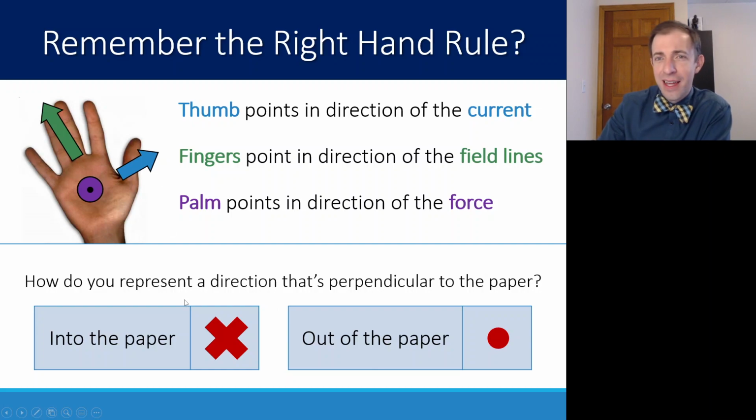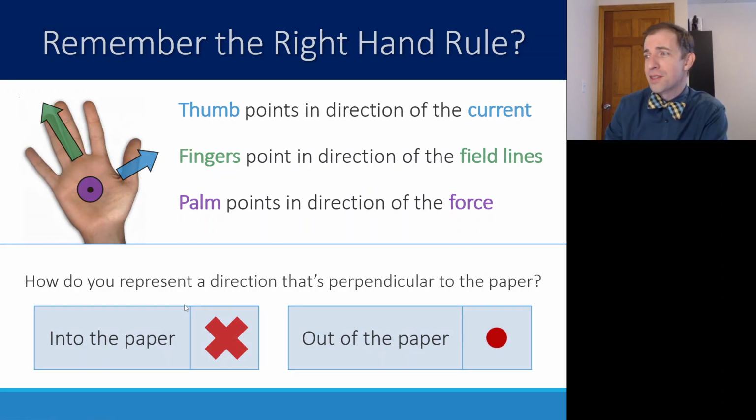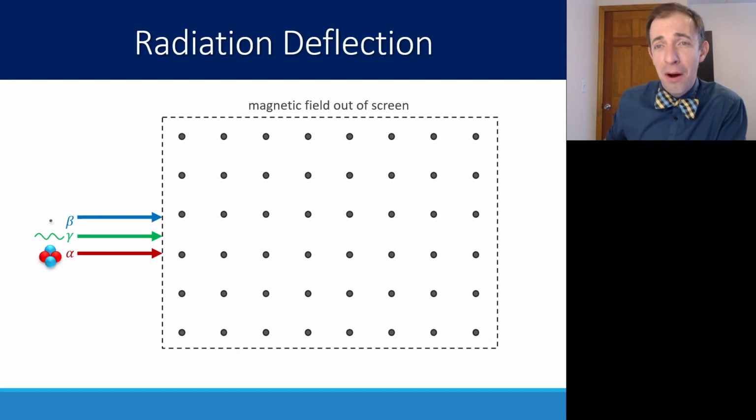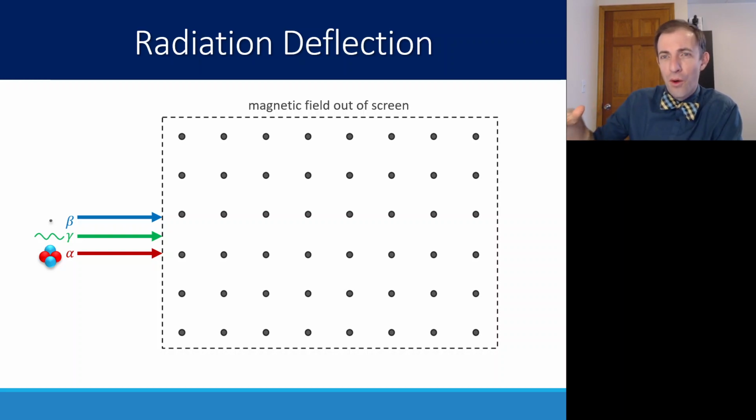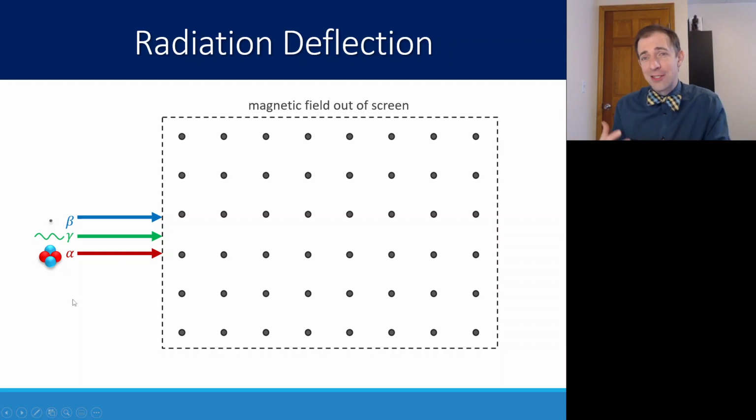Now, if I use this right-hand rule to predict the direction of a force, I can think about what happens to these particles or this radiation as it travels through a magnetic field. And all particle accelerators use magnetic fields to help control or direct these particles and accelerate them up to really high speeds. So here, let's imagine that we have this magnetic field that is out of the screen. So it's currently coming out at you, which means that if I look at the particle, first, I need to think about what its charge is.